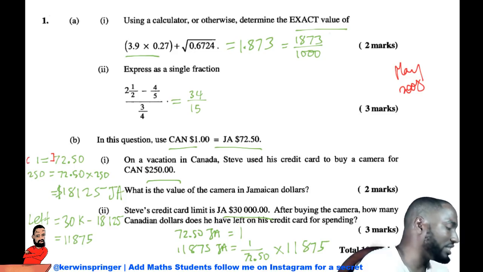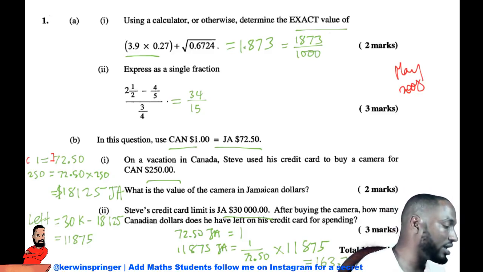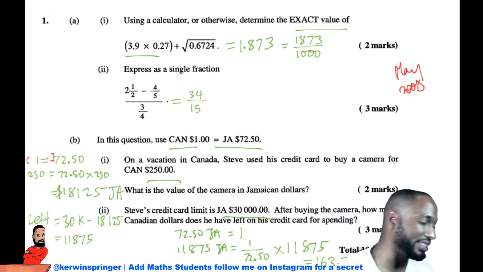They don't really ask anything specific. So 163.79, that is it. You put in your dollars and your cents and you walk away. When you have a dollars and cents question, you just put down the dollars and cents.